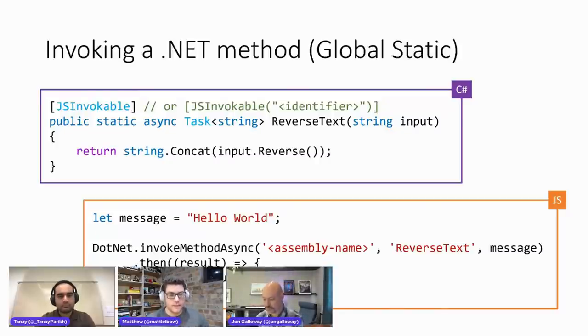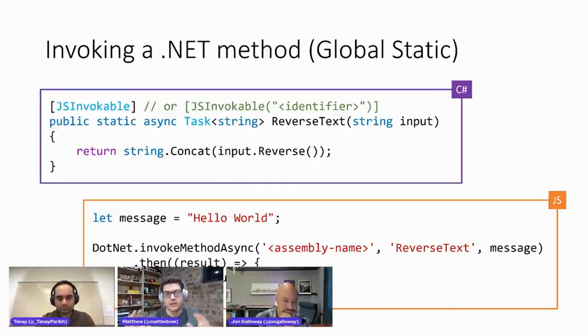So let's just say we've got some function in C#. If you look at the top, we've got this random static function. It does some amazing work there, often called reversing text. That's cool. So what we want to do is call this function from JavaScript. All we have to do is make sure we've got that JSInvokable attribute applied, and that will register it with, think of it as a global dictionary in the sky, and it registers the method name. Or if you look at the comment, I have a way to pass in a custom identifier. So I can put in whatever I want there.